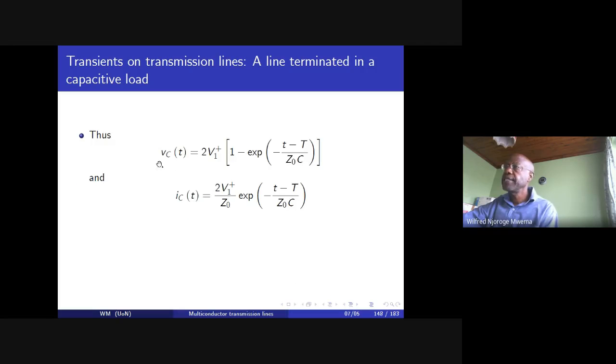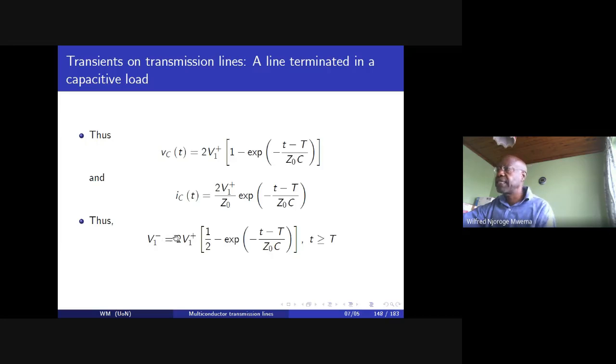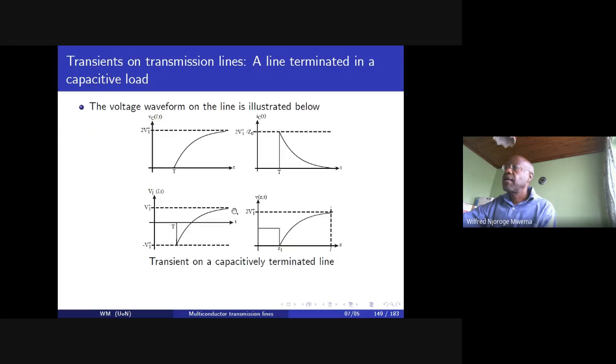And thus, Vc of t is just going to be given by that equation there, where we have a time constant that is Z naught multiplied by C, and the current will be given by that value. And then you can get the voltages and the reflected components of the voltage as shown there, okay? And we can then draw them as shown.